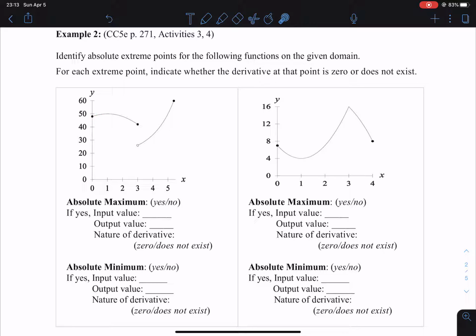Then what about the other endpoint, this one? From the function graph, this one is higher than any other points. So this is our absolute maximum point. That is x equals 5.5, I guess. Yes, x equals 5.5. And the output value is about 60.